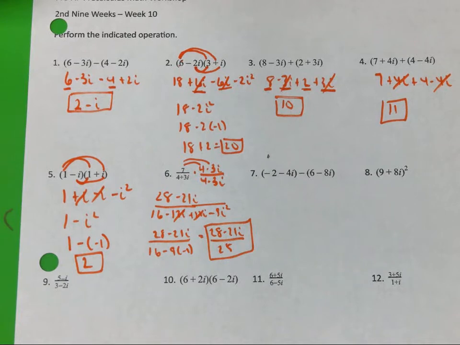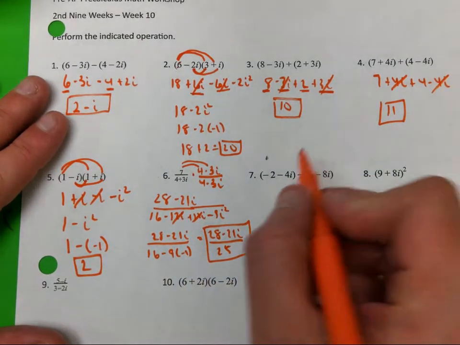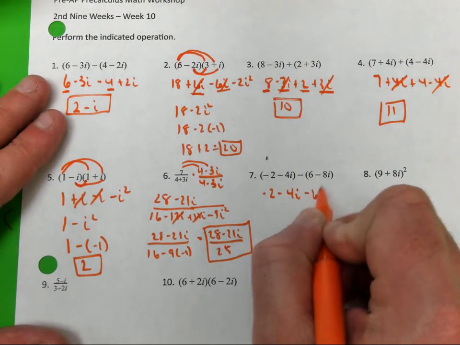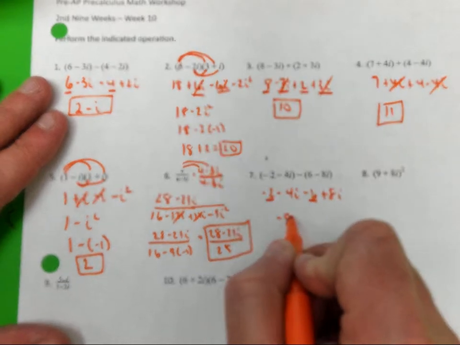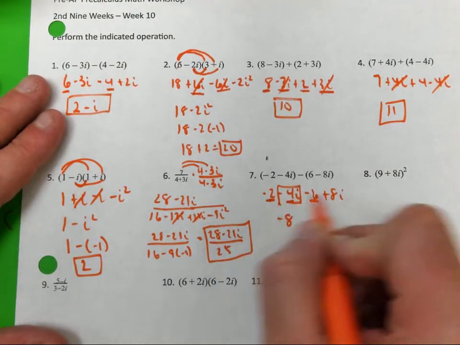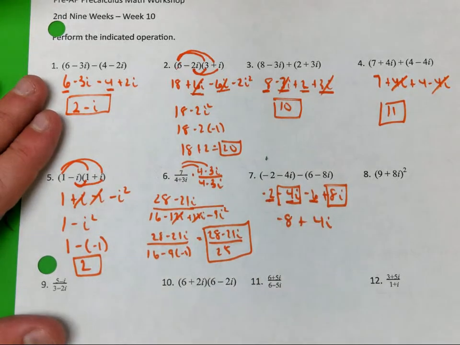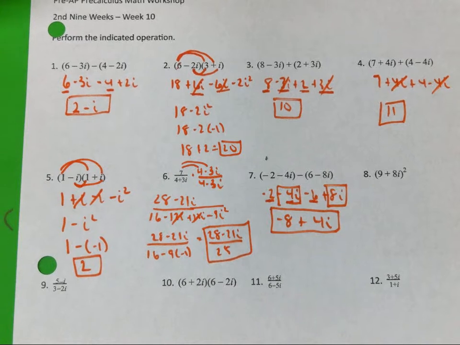Number 7, this is a subtraction one. That minus would change all the signs of that second parenthesis. So I'm going to rewrite it as negative 2 minus 4i. That 6 becomes a negative 6, and that becomes a positive 8i. Negative 2 and negative 6 is negative 8. Negative 4i and positive 8i gives me positive 4i. And that would be my answer, negative 8 plus 4i. I'm not factoring anything out. That is my answer.